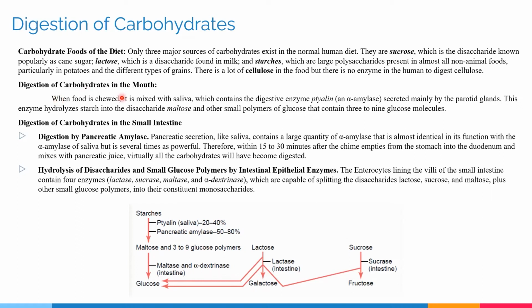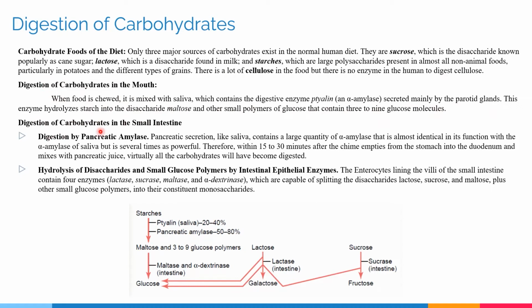Next is the digestion of carbohydrates in the mouth. When food is chewed, it is mixed with saliva, which contains the digestive enzyme ptyalin, which is an alpha amylase, secreted by the parotid glands. These enzymes hydrolyze starch into the disaccharide maltose and other small polymers of glucose that contain 3 to 9 glucose molecules.